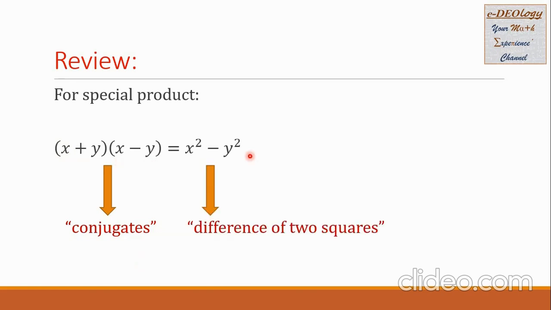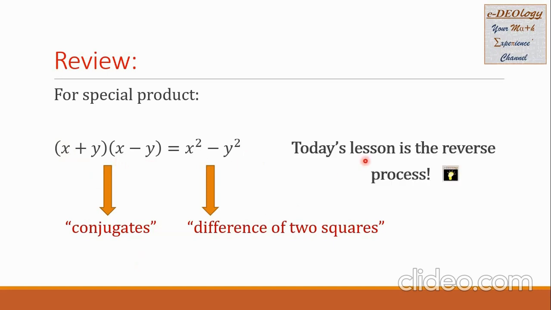Let us make a review for special product. When we multiply x plus y times x minus y, the answer is a binomial x squared minus y squared. The factors are called conjugates. It means the conjugate of x plus y is x minus y, and vice versa. While the product, we call this difference of two squares.